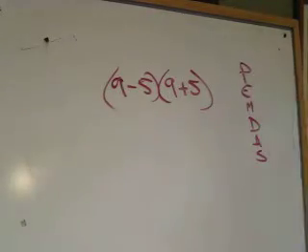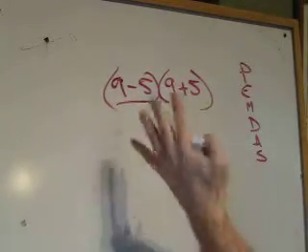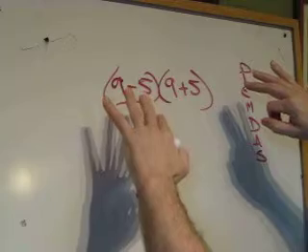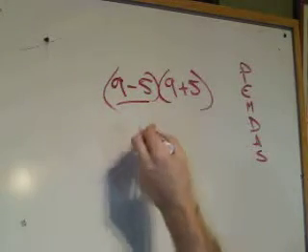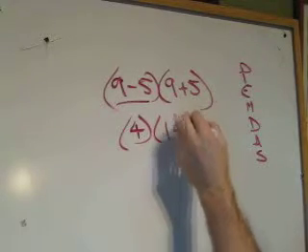So according to this, we do our parentheses first. So we're going to do this parenthesis. Doesn't matter if you do this one or this one first, because they're operating on their own at this point, so they're not affecting each other. So 9 minus 5 is 4, 9 plus 5 is 14.